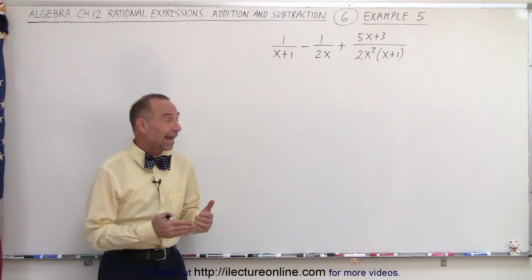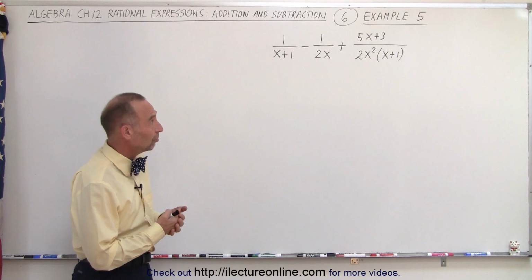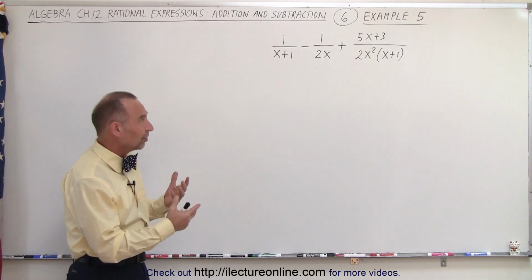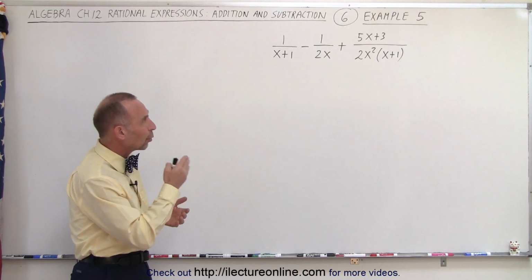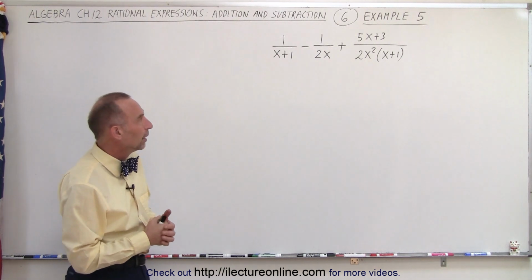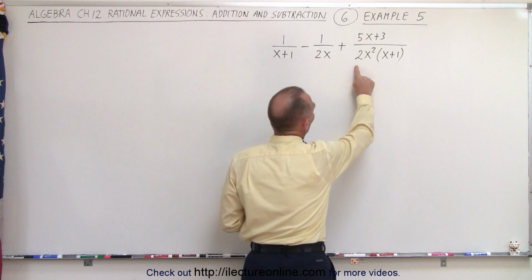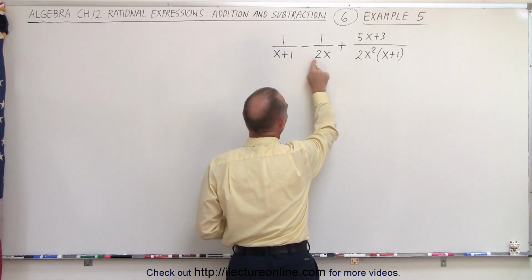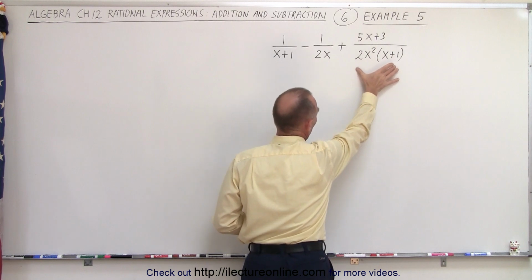Our next example has three rational expressions. There's a subtraction, there's an addition, but the methodology is still the same. We need to find the lowest common denominator. Now notice that the one on the right here includes all the factors that are in the denominator on the other two, so this looks like it's the lowest common denominator.